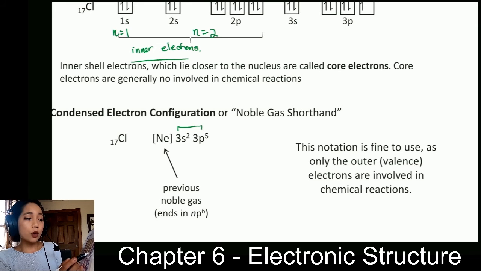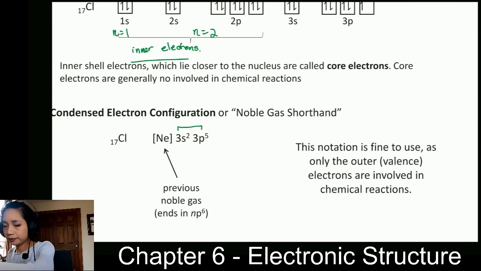The closest noble gas to antimony moving backwards is krypton. So for antimony, we could start at krypton, which brings us to 36 electrons. That gave us a 36 electron shortcut. We only have to go through 37 through 51, so from rubidium all the way to antimony. So the shortcut way is nice, and it can save you time.